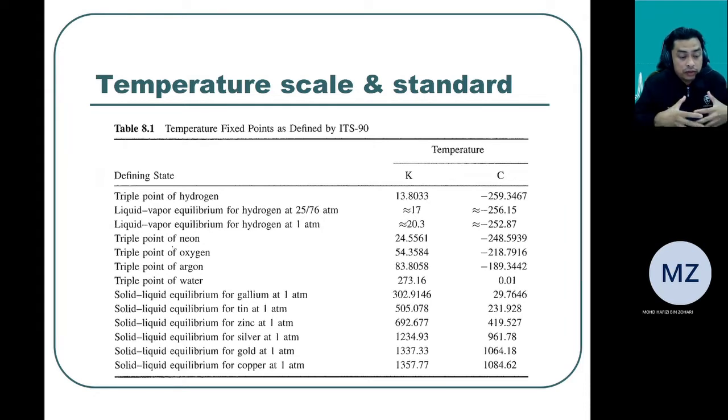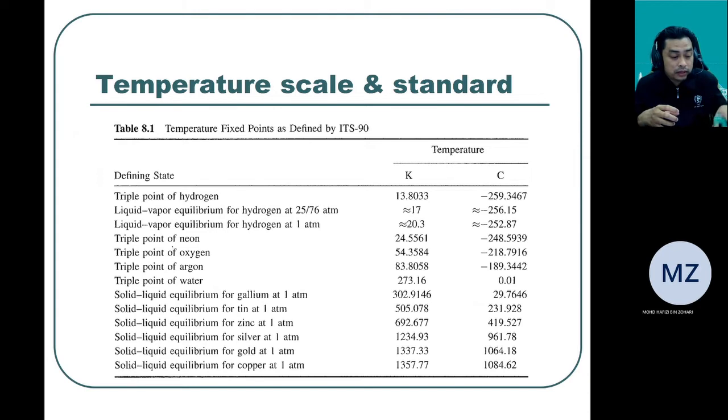For example, we have a triple point of hydrogen. It can be reproduced by maintaining some pressure and temperature. This triple point of hydrogen always occurs at 13.8033 Kelvin, a very low temperature, or equal to negative 259.3467 degrees Celsius. Hydrogen is considered a very low temperature, but it can be done. We can produce the triple point of hydrogen.